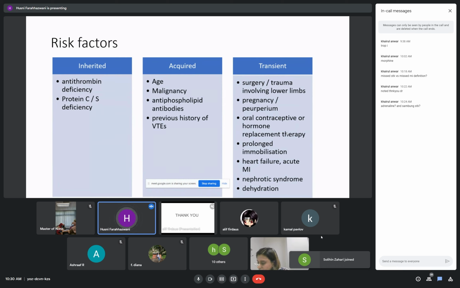Next, acquired: age, malignancy, antiphospholipid antibodies, which will interact with phospholipid-bound protein and activate coagulation, and also previous history of VTE. Transient risk factors: any surgery, pregnancy, OCP, hormone replacement therapy, prolonged immobilization, heart failure, MI, nephrotic syndrome, and also dehydration are some of the risk factors for pulmonary embolism.